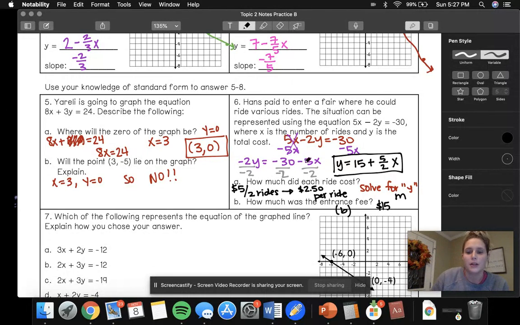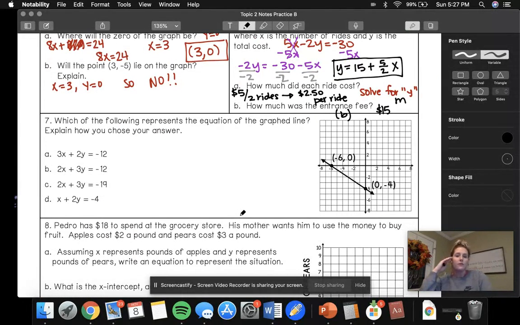Okay. So again, when it says cost each ride, those are 2 variables that we're comparing. So that means I have to find my slope because slope is the ratio of 2 things. Okay, so that's how I knew I had to find slope. And then this said, what is the entrance fee? So I had to think about the starting cost. So it reminded me of y-intercept.